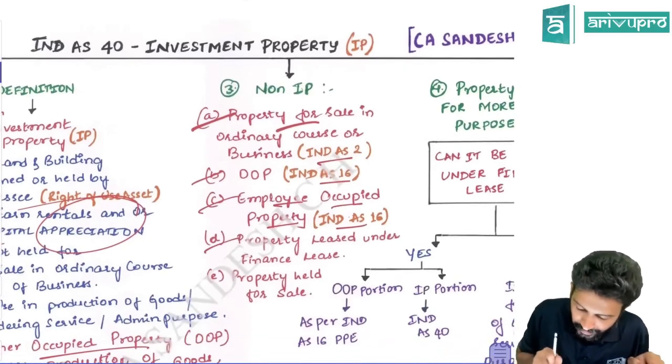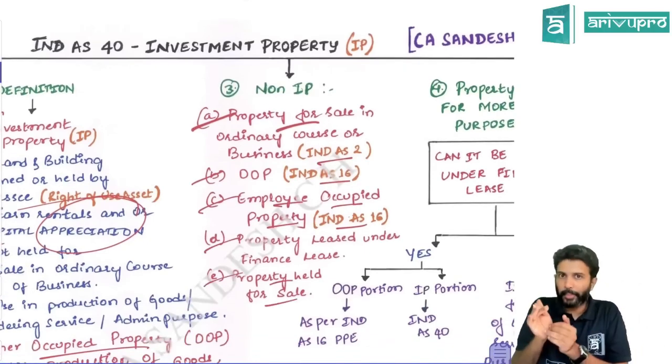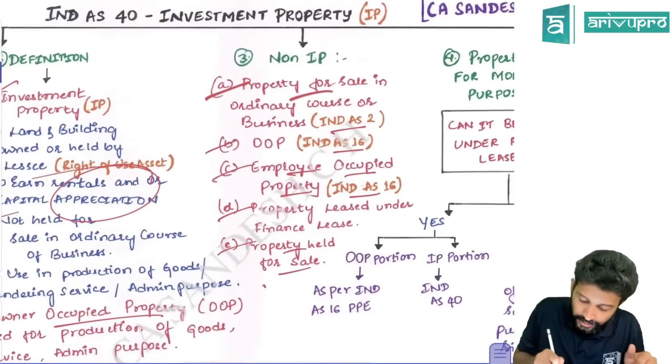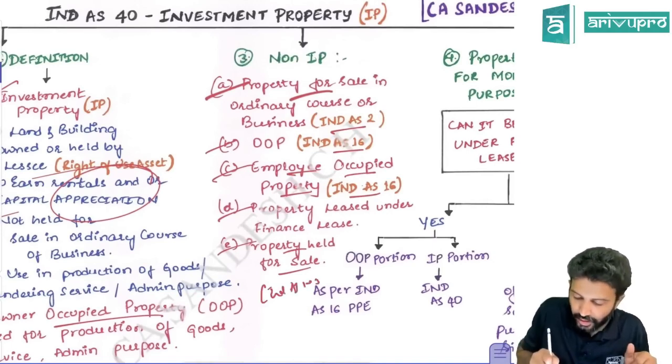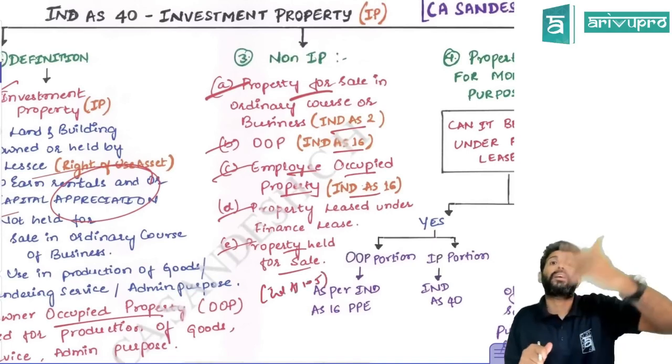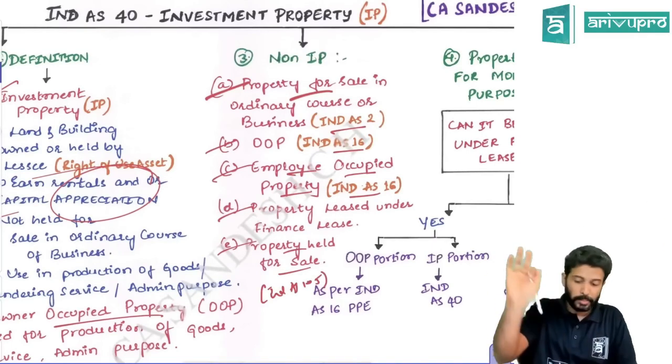And if a property is held for sale, you own a property, but the moment it is classified as held for sale, then IND AS 105 will apply. IND AS 105 talks about properties held for sale, so it is not an investment property also.